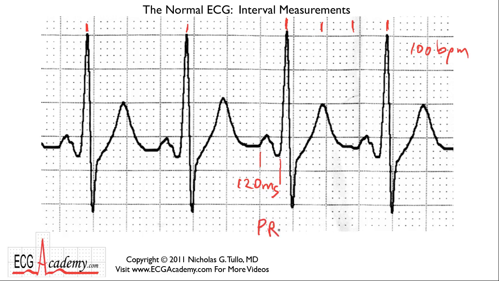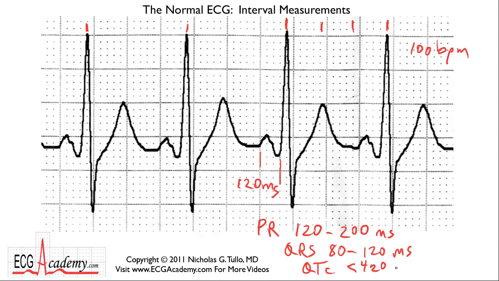So the normal PR interval is 120 to 200 milliseconds. The normal QRS should be anywhere from 80 to about 120 milliseconds. And the normal QT interval, well, there isn't one, but the QTC should be less than 420 in men and 440 in women, okay? So 120 fits into the normal range, but keep in mind this is a young patient. The heart's going fast, so their AV conduction kind of gets enhanced that way.